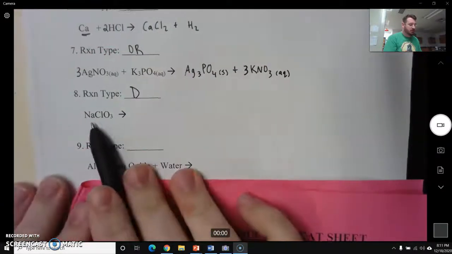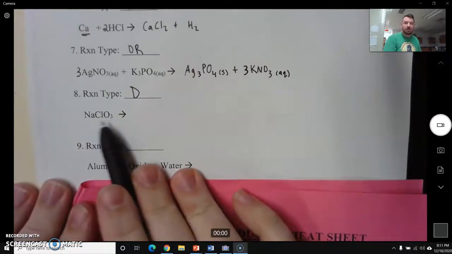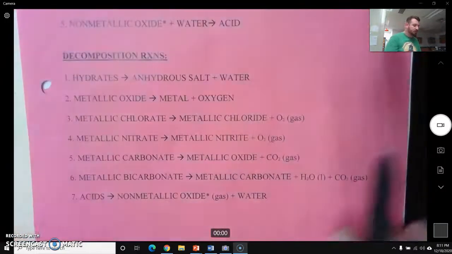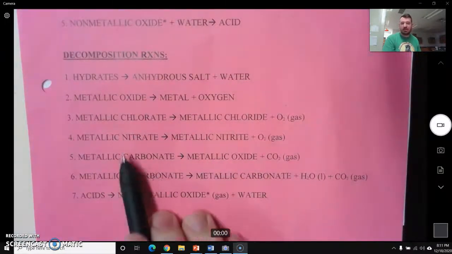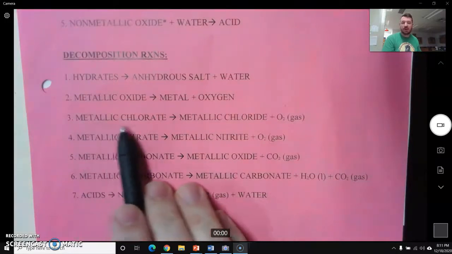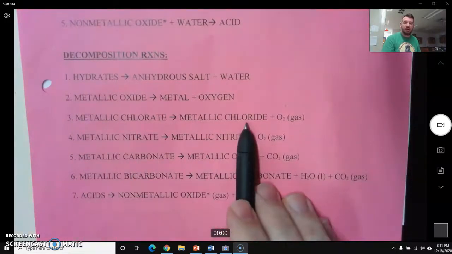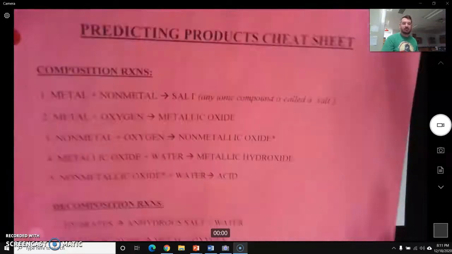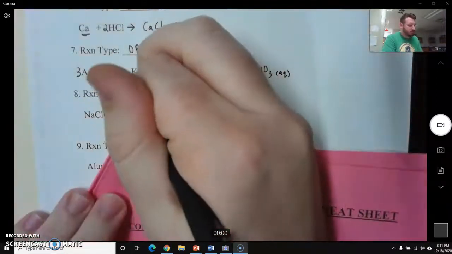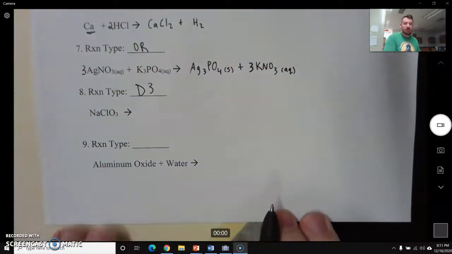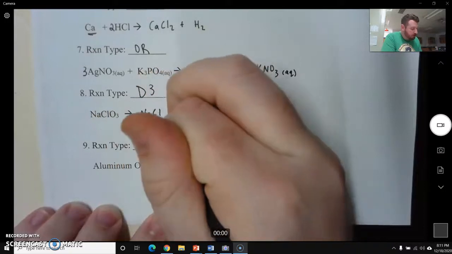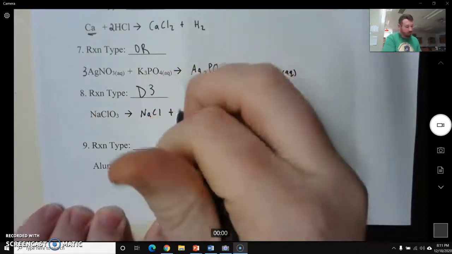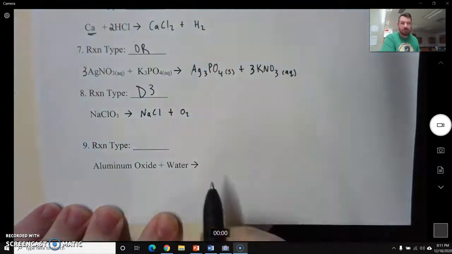Alrighty, so I see that our question is NaClO3, which is sodium chlorate. So we're going to be looking for our decomposition reaction that has the word chlorate in it, and that would be decomposition reaction number 3. A metallic chlorate gets you a metallic chloride plus O2 gas. Okay, so this is a decomposition 3 reaction. And our products should be sodium chloride, NaCl, plus O2 gas.